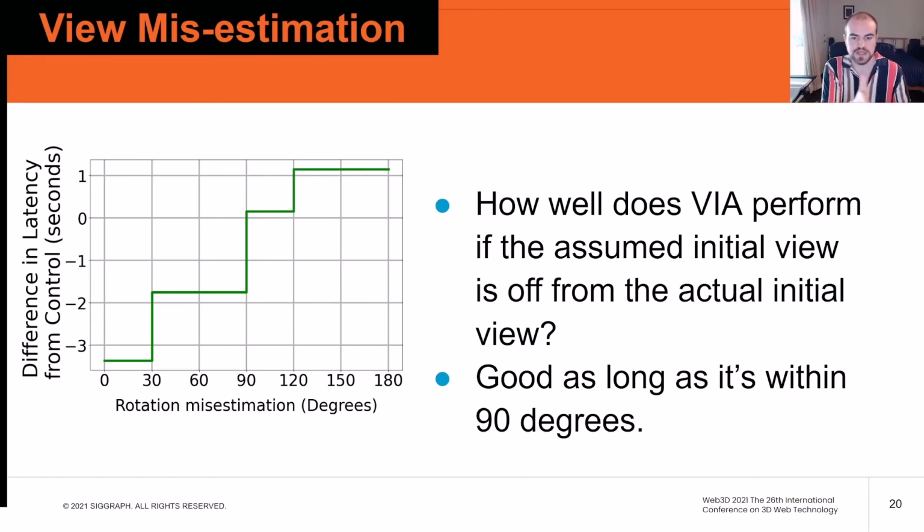Just simply rotating the user's head in 15-degree increments and measuring the change in latency, we discovered that VIA continues to outperform the control until you look more than 90 degrees away from the initial orientation, at which point VIA begins penalizing objects more than the control would. So as long as the user is looking generally in the direction they were originally, VIA continues to outperform.